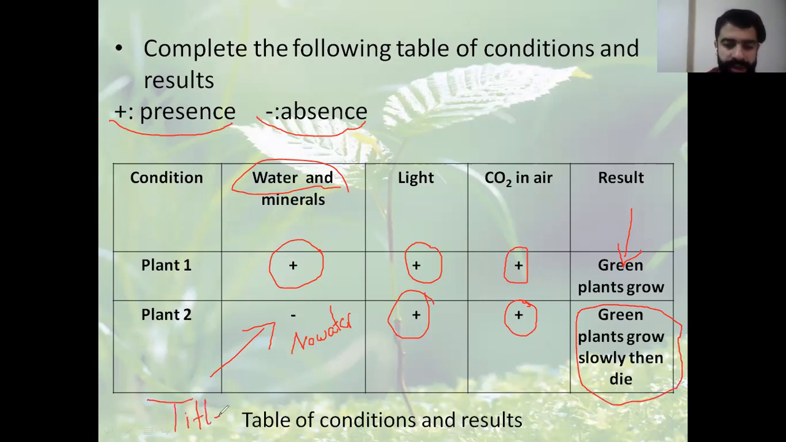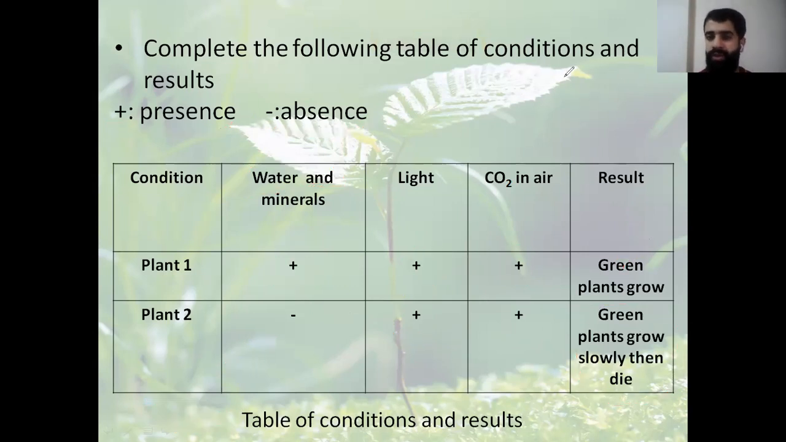So sure, this is the title for this table: Table showing the conditions and the results. Always and always the table should be drawn using a pencil and sure using a ruler, and you can fill it using a pen. So this is the table of conditions.